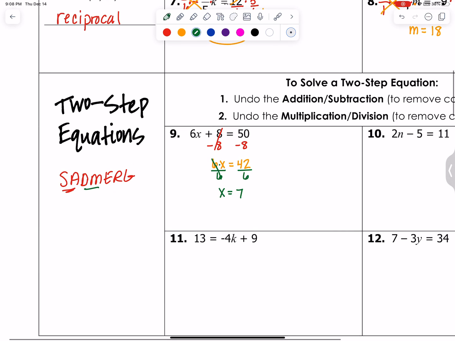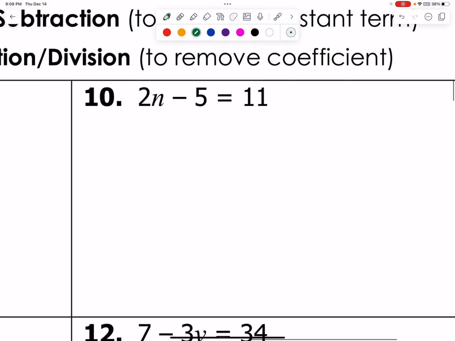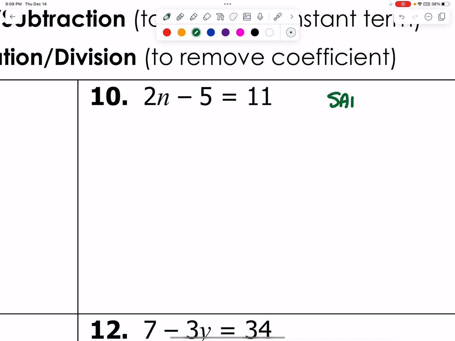Okay, let's move on to number 10. Remember with SAD MERG, notice I write it a lot when I'm solving for variables because I want to visually see what's going on. Any addition, subtraction first. Yep, I see a -5. So I'm going to add 5 to both sides. Cross that out. Now I have my next layer, which is 2n equals 11 plus 5, which is 16.